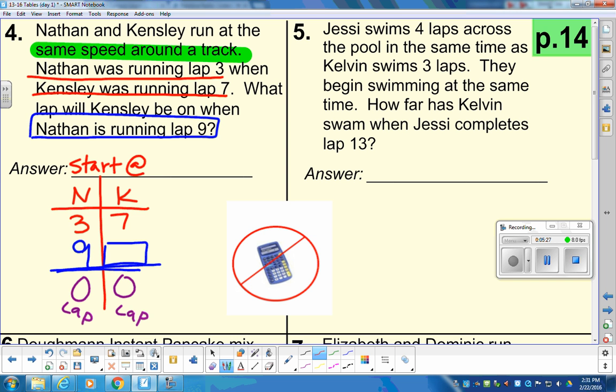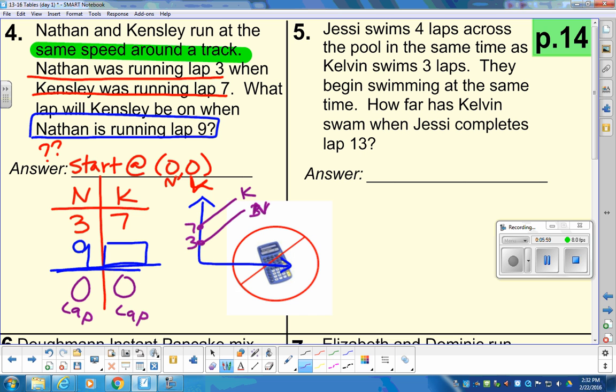at the same place? What about the start? Did they both start together at lap 0 for Nathan, lap 0 for Kensley? Is that true? Well, it can't be true. If we take a picture of what's going on here, if this is where Nathan is at, if they're running at the same speed, and Kensley's at lap 7 and Nathan's at lap 3, they're running at the same speed. They could never have started at the same spot.